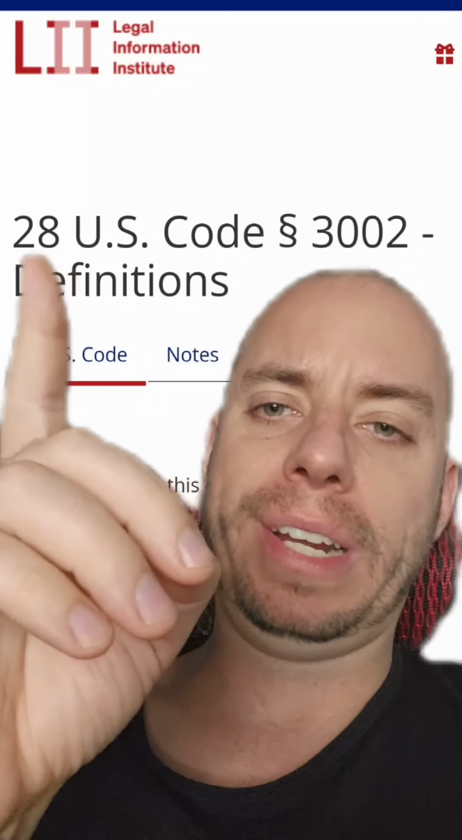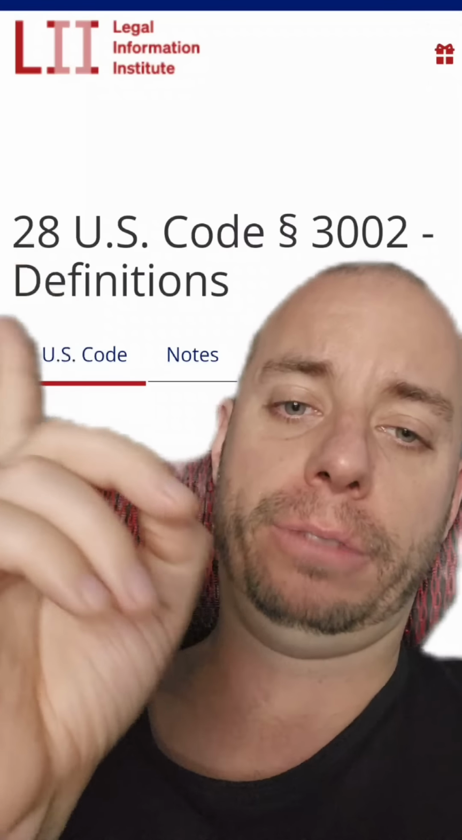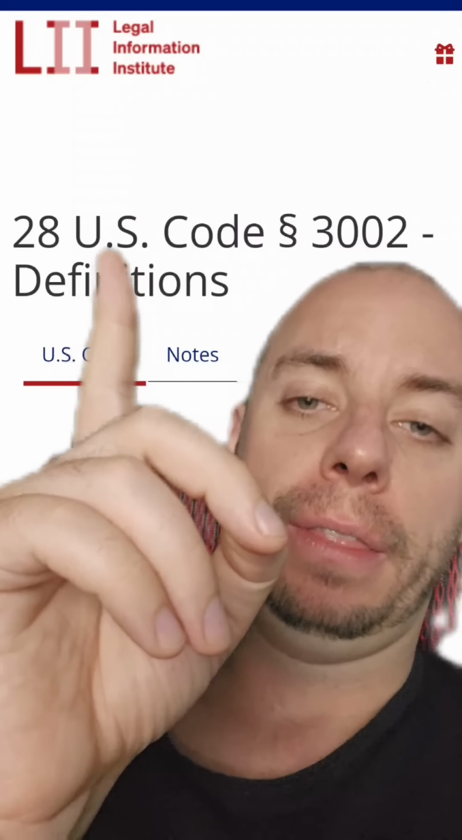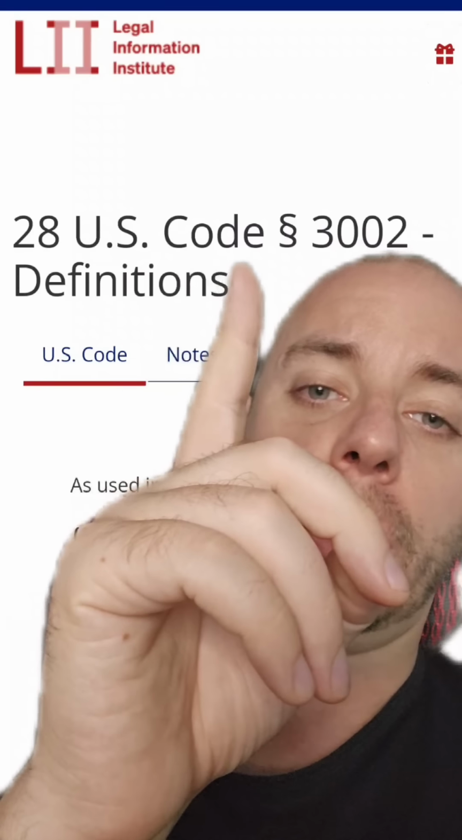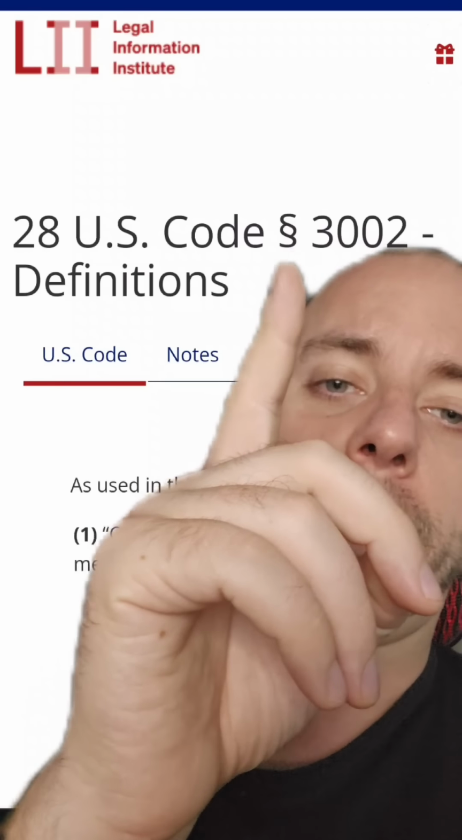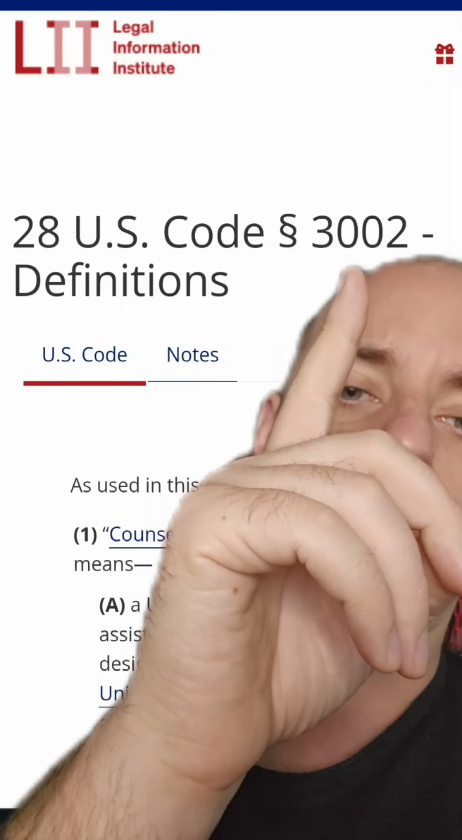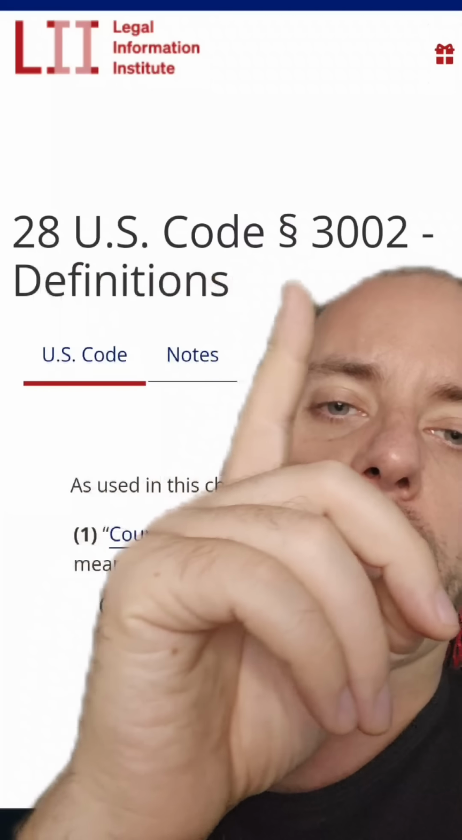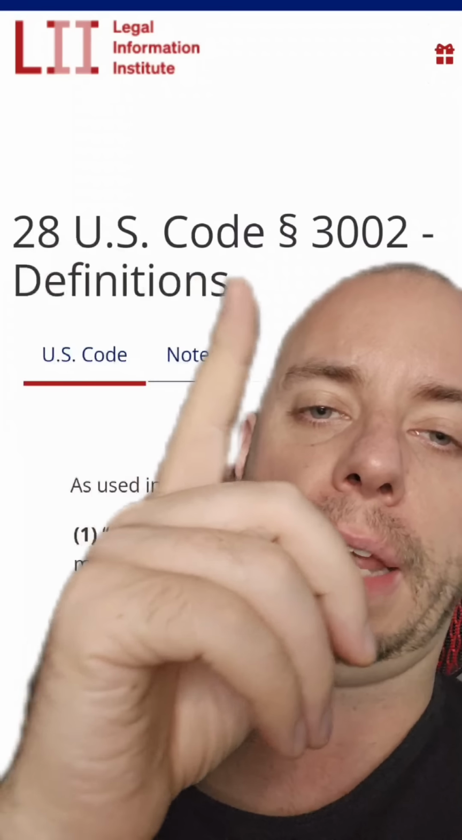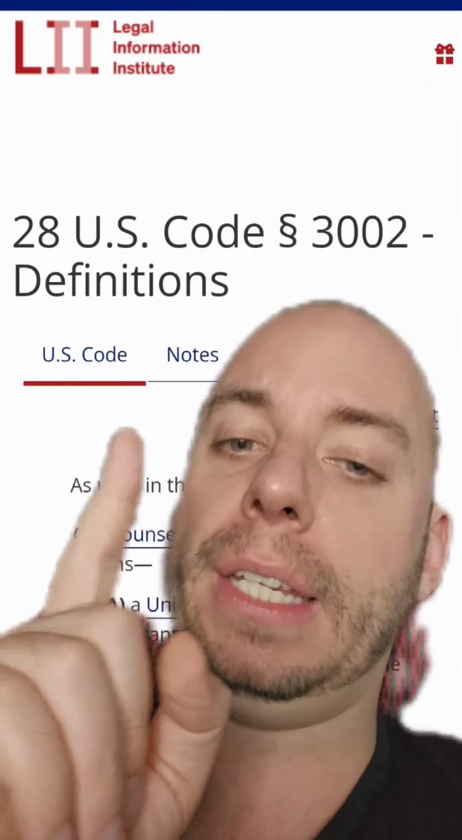The 28 is Title 28, from the list I just showed you. The body that we're looking at is the United States Code. That's a section symbol, and then that's the section number, 3002. So it's 28 USC 3002. You can just type that into Google without typing in the little section symbol or anything else, and this will pop right up. It's really easy.